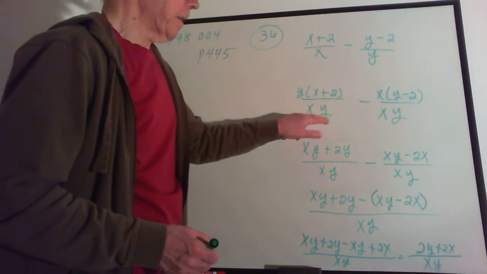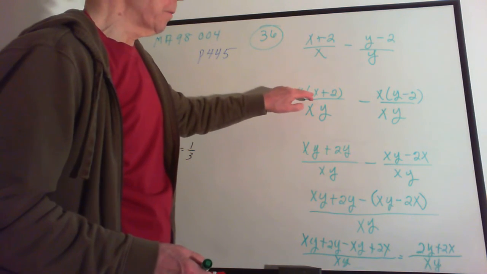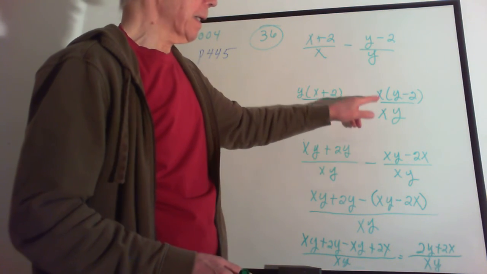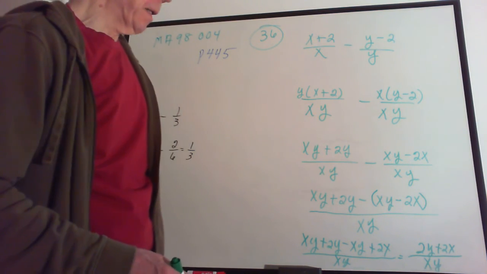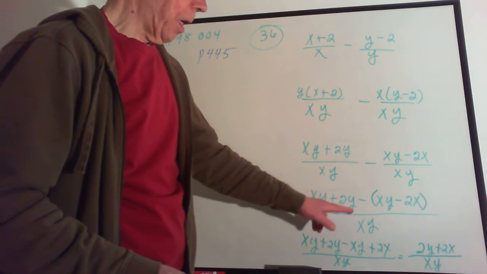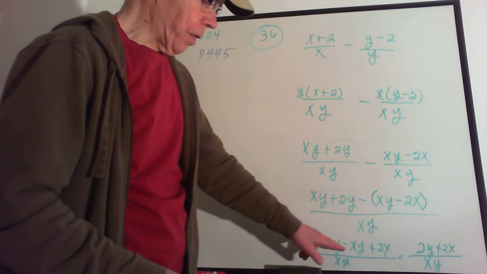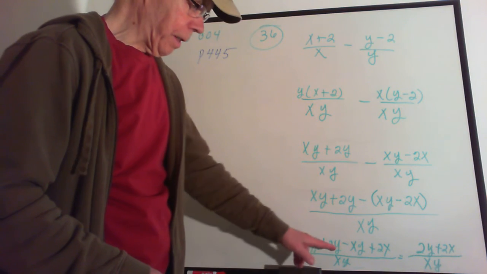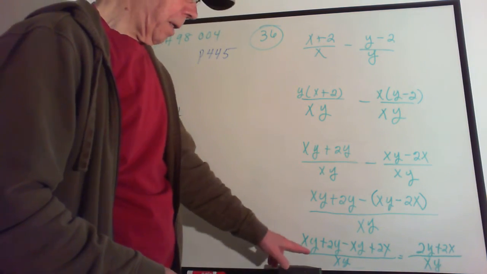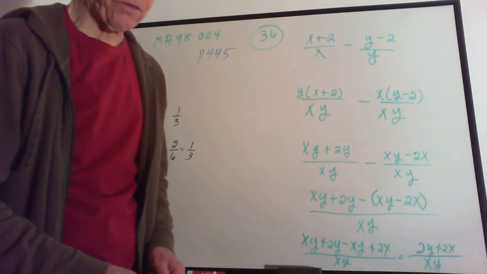All right, common denominator is xy. I divide xy by x. I get y. y times x plus 2. I divide xy by y. I get x. x times y minus 2. Multiply through. I'm going to put them over the common denominator. It's minus x times y minus 2, which means I have to change the signs inside the parentheses. It's going to be minus xy plus 2x. So the xy's cancel. I'm left with 2y plus 2x over xy.